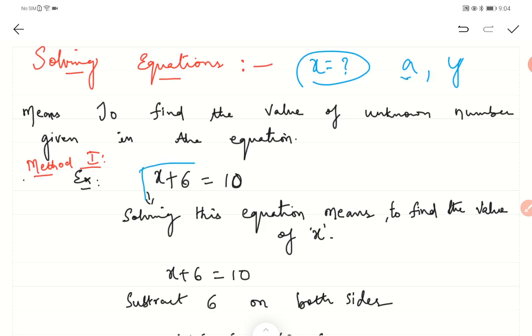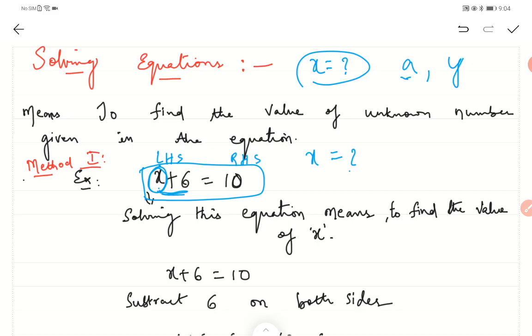Like in this, we had x plus 6 equal to 10. So here the unknown variable is what? x. So we need to find the value of x. This is the first method. How exactly are you going to proceed? Now just understand. We want the value of x. This is your LHS and this is your RHS, isn't it? So in LHS we just want x and the rest we want to remove. So we have x plus 6 on the LHS.